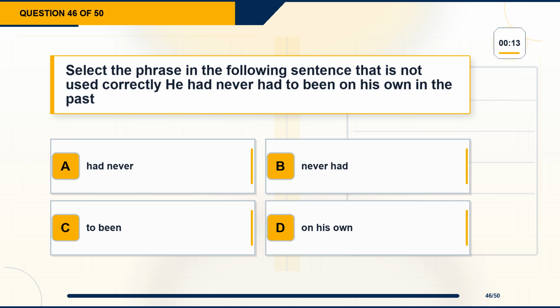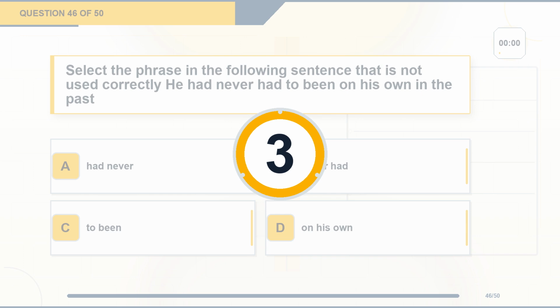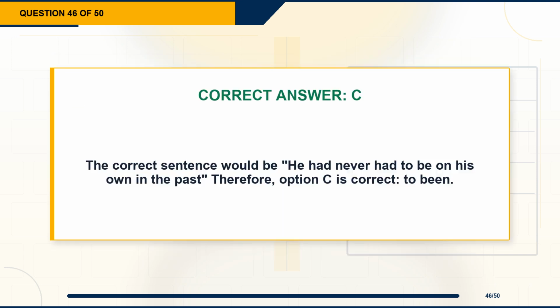Question 46. Select the phrase in the following sentence that is not used correctly. He had never had to been on his own in the past. Option A, had never. Option B, never had. Option C, to been. Option D, on his own. The correct answer is option C, to been. Explanation. The correct sentence would be he had never had to be on his own in the past, therefore, option C is correct, to been.